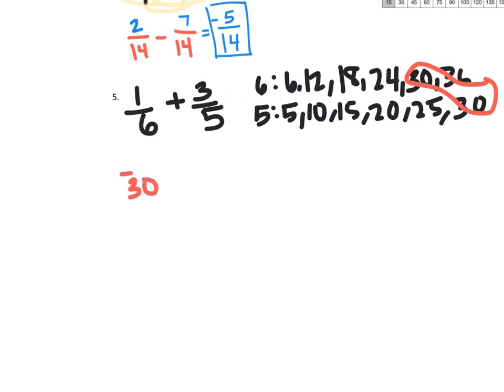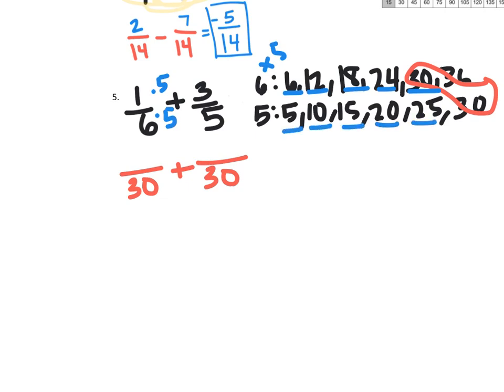So now I have 30 here plus 30 here. Well, 6 times what gave me 30? 1, 2, 3, 4, 5. 6 times 5 did that. So this is going to be times 5 times 5. 5 times 1, 2, 3, 4, 5, 6. Worked up there. So I have 5 over 18 again.